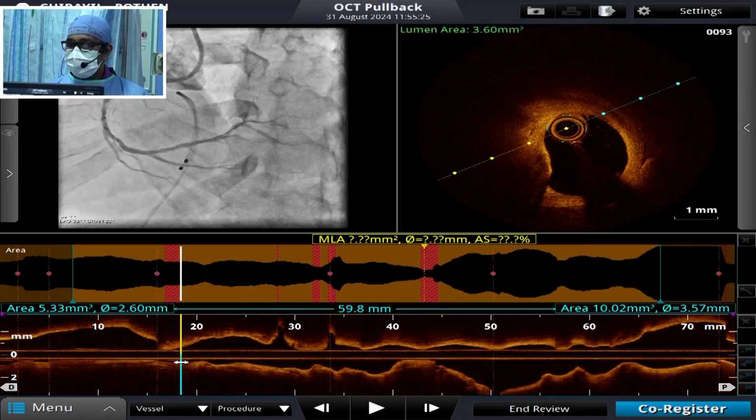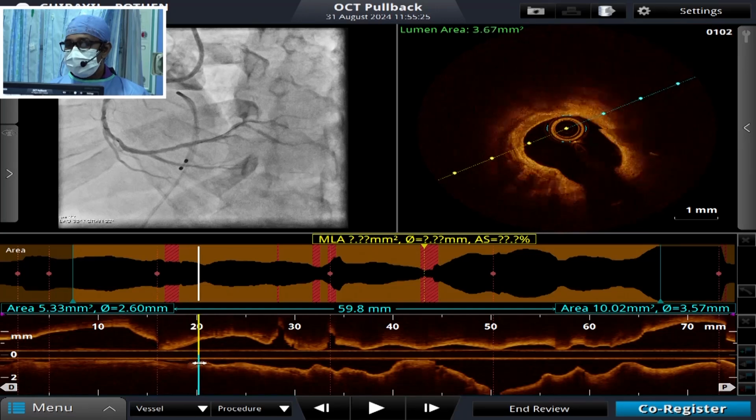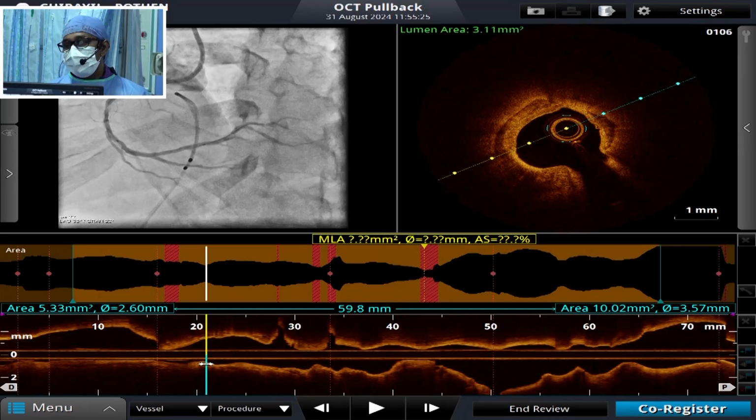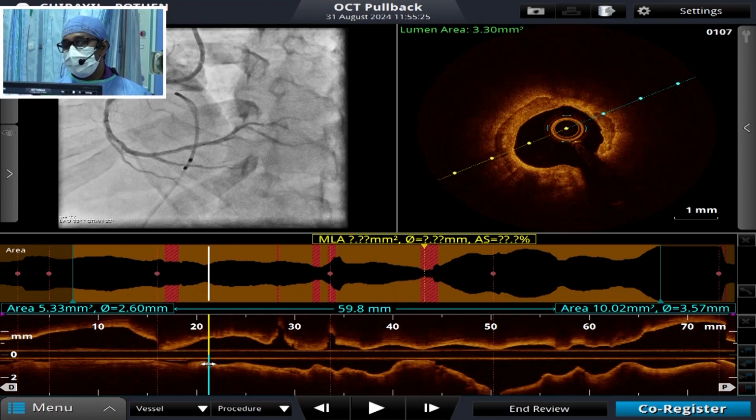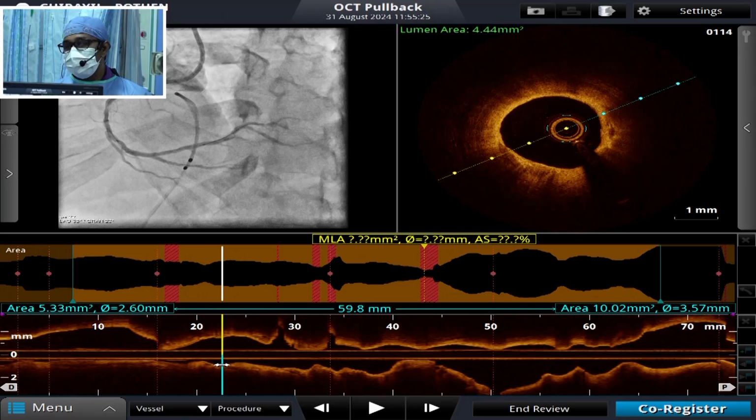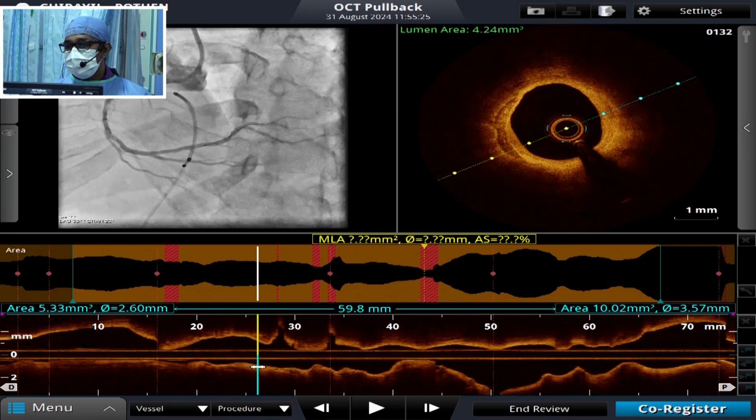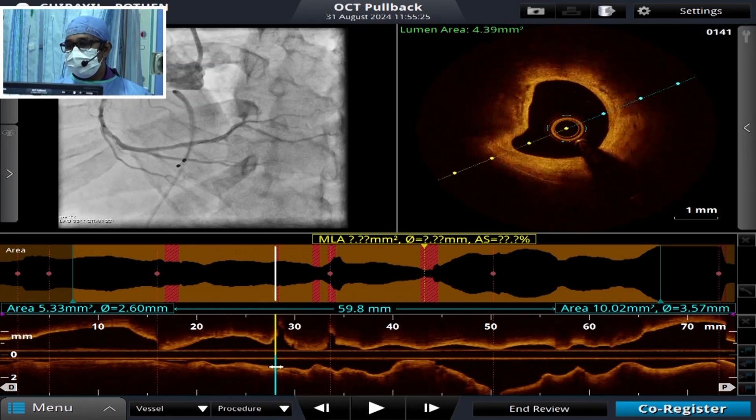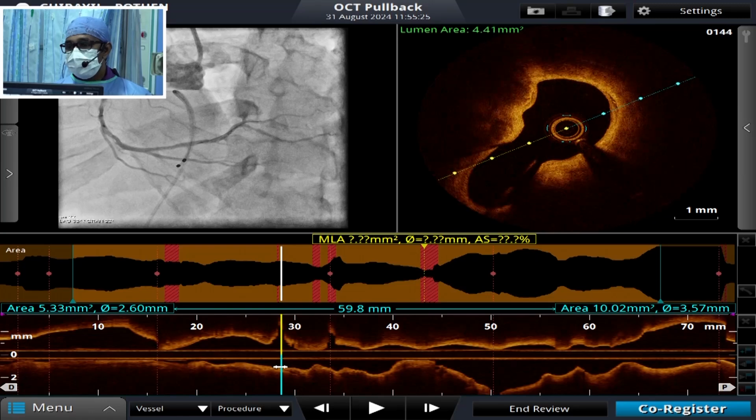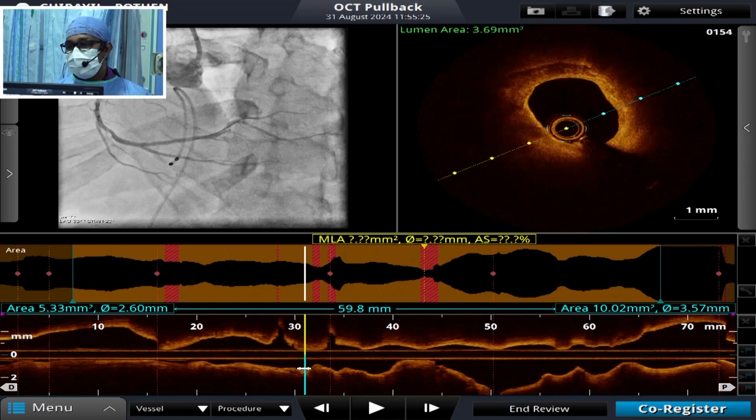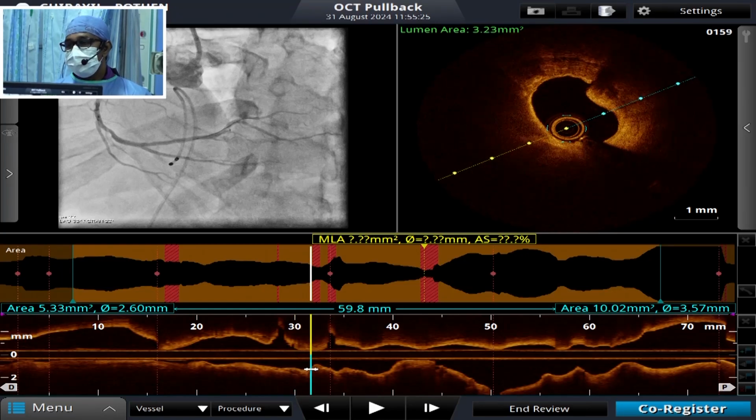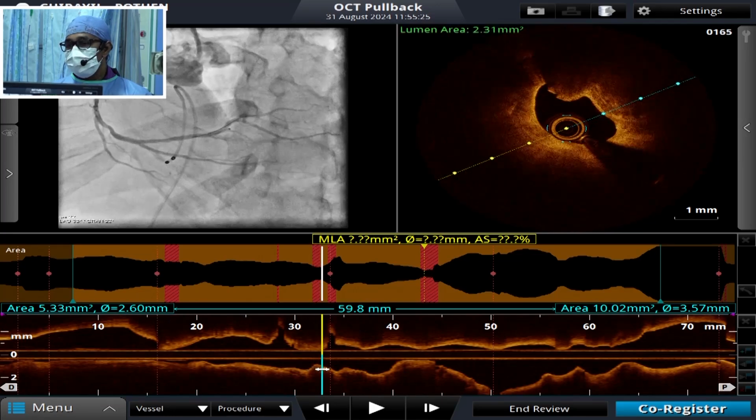Then as we come more proximally, again there's an eccentric calcium. Now we see almost a 180-degree arc of calcification from 6 o'clock till 12 o'clock position. You do not see much concentric calcification. Then more proximally, again an eccentric calcification at 9 o'clock position, with some nodular protrusion into the lumen. Here again, almost a 180-degree arc of calcification, with a nodular protrusion at 1 o'clock, 2 o'clock position.